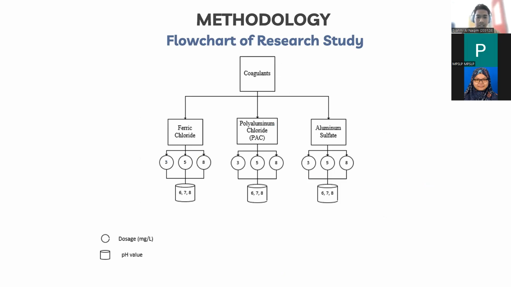Okay, so these are my candidates of coagulants: the first one is ferric chloride, polyaluminum chloride, and the last one is aluminum sulfate. All these three coagulants will have 3 dosages. Okay, actually, sorry, I made a mistake for the dosage. Supposedly, all the dosages should be 100, 300, and 500 mg per liter, not 358. And then all the dosages will have 3 different pH, which are 6, 7, and 8.